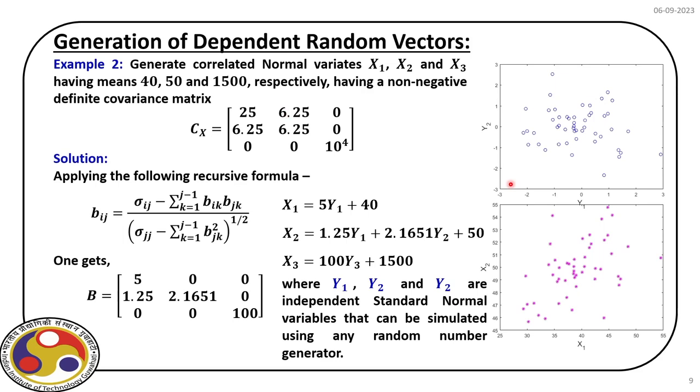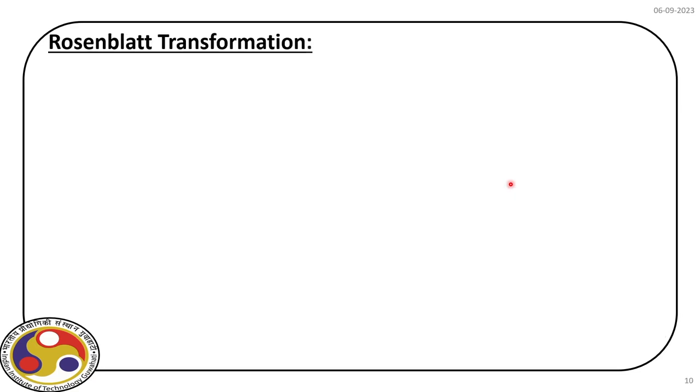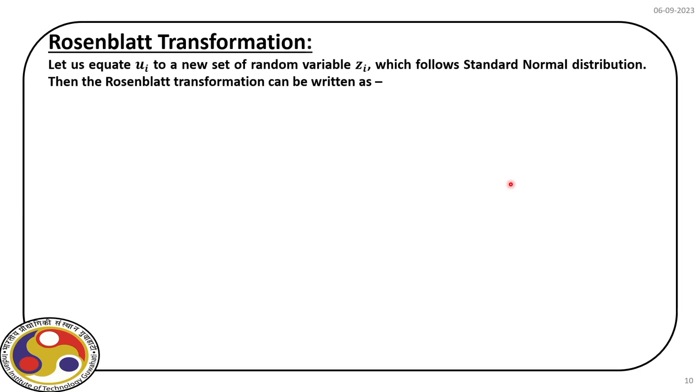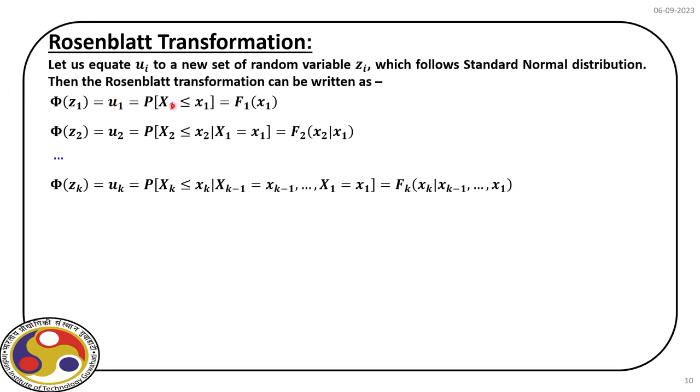Now in this case, we use normal random variables, but we can consider any other distributions and then we can simulate samples. In fact, we have already discussed two important models. One is the Rosenblatt transformation, another is the Nataf transformation. So if we quickly revisit the Rosenblatt transformation, this is the model. What we do in this model, for any given marginal, first we map it to u1, u2, uk, and then these u1, u2, uk are again mapped to z1, z2 and zk, where this capital phi represents the standard normal distribution.